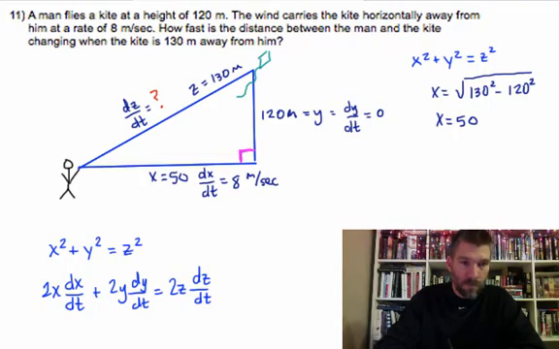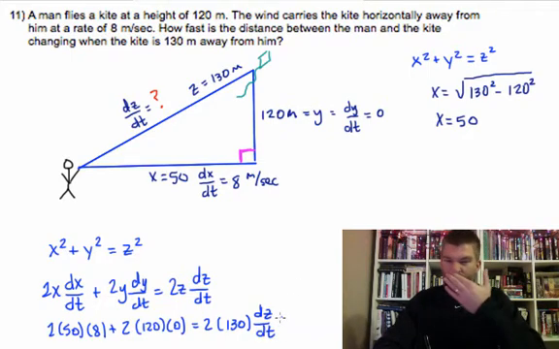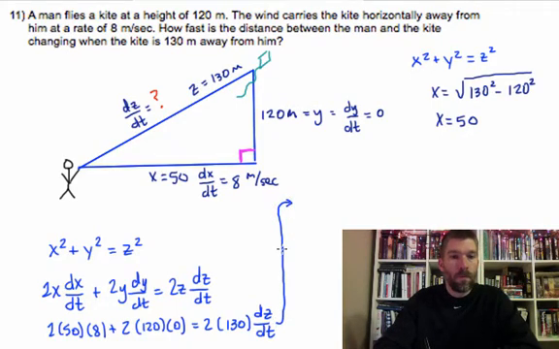All right, we've got everything here except dz dt. So substitute in your values. We're going to have 2 times 50 times 8 plus 2 times 120 times 0 equals 2 times 130 times dz dt. Work that out. 2 times 50 times 8, that's going to be 800, plus 0 equals 260 dz dt.